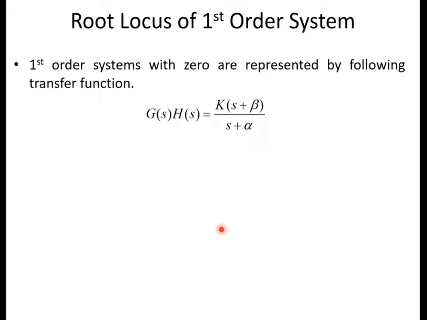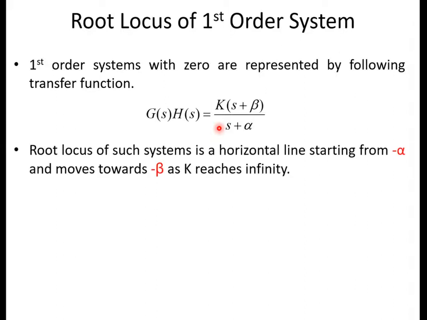Now a first order system with a zero is represented by the following transfer function, that is G(s)H(s) is equal to K into S plus beta by S plus alpha, where S is equal to minus beta is an open loop zero here. The previous pole is existing as such. The root locus of such systems is a horizontal line starting from the pole at minus alpha. Root locus always originates at a pole, and it has to end at a zero. If there are no zeros present, then it will end at a zero at infinity. That is what is happening.